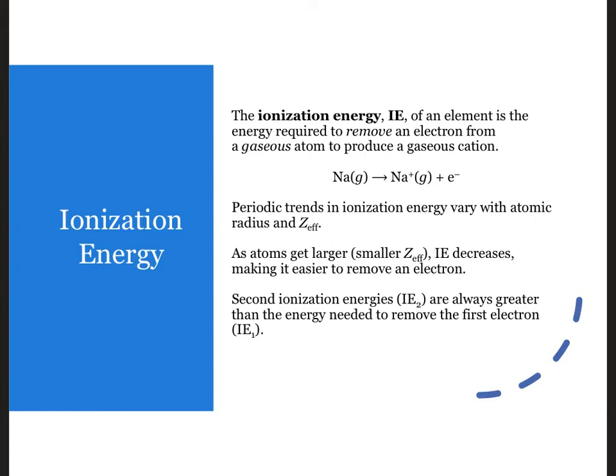Removing a second electron requires more energy because now we're talking about taking a negatively charged particle away from an ion that has a positive charge due to the loss of that first electron.